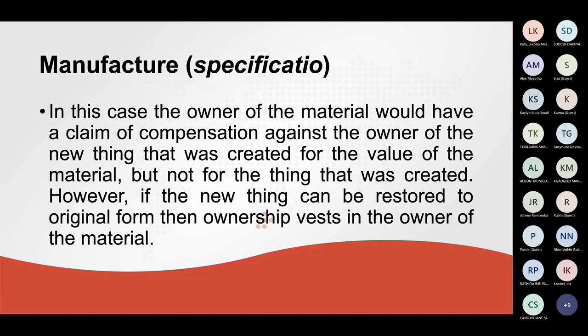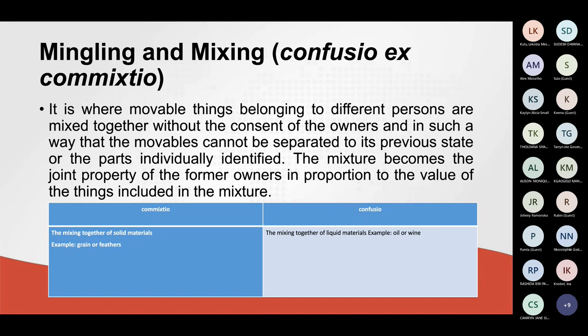So let's deal with mingling and mixing. What is mingling and mixing? That is where movable things belonging to different persons are mixed together without the consent of the owners, and in such a way that the movables cannot be separated to their previous state or the parts individually identified. The mixture then becomes the joint property of the former owners in proportion to the value of the things included in the mixture. An example of mingling would be the mixing together of solid materials, for example, mixing together of grain, or the mixing together of feathers. Confusio is the mixing together of liquid materials, for example, oil and wine.